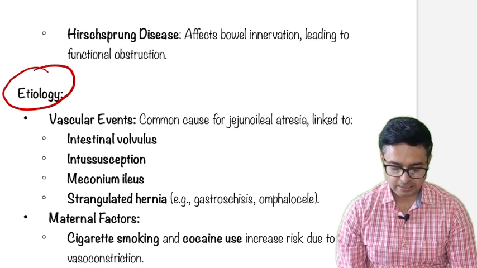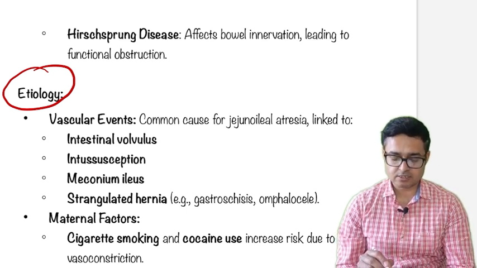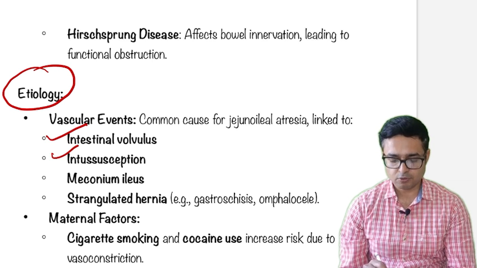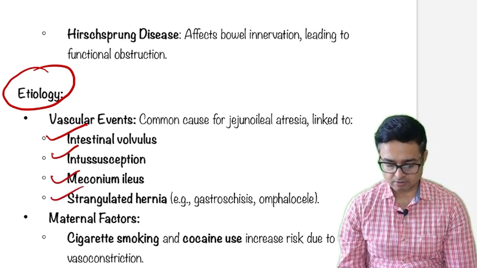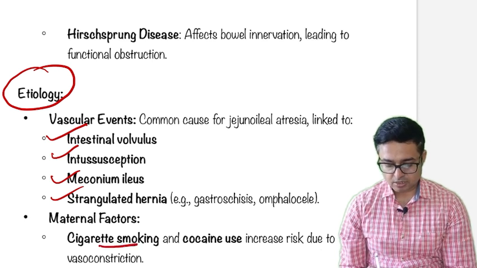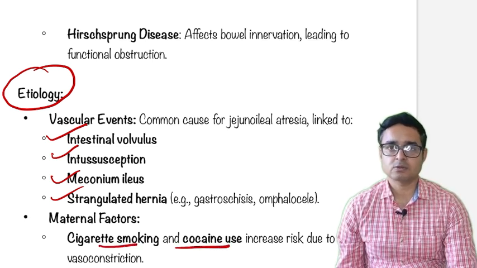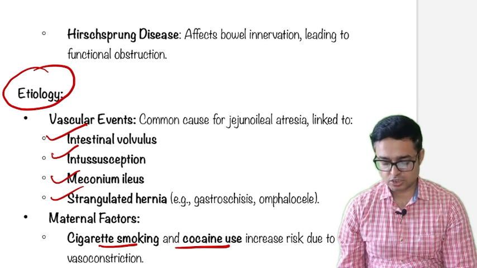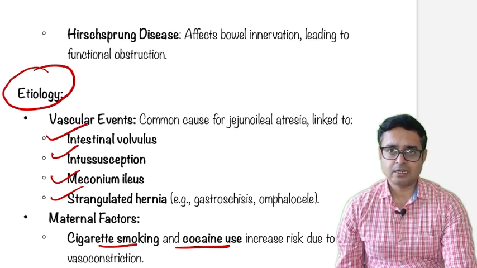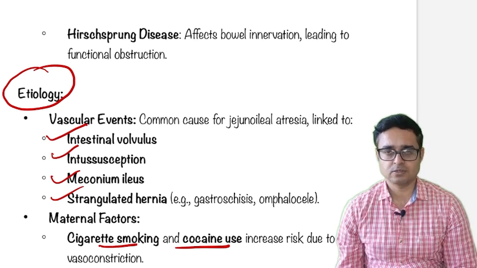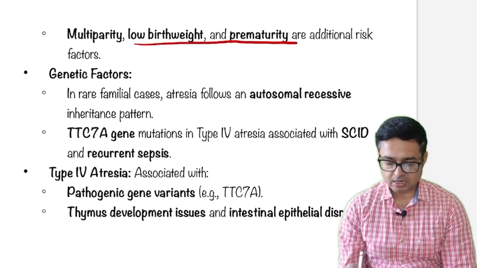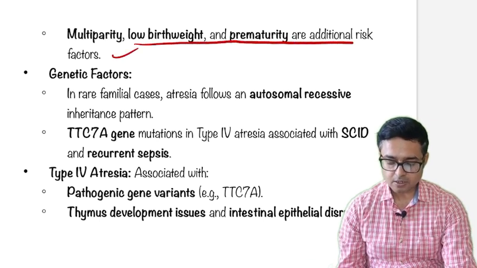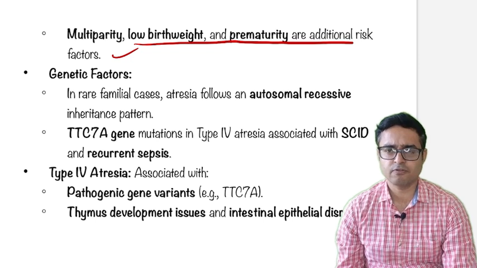Any vascular event, like intestinal volvulus, intussusception, meconium ileus, and strangulated hernia, can lead to these atresias. Cigarette smoking and cocaine use in the mother are also associated with these conditions, because these can cause vasoconstriction, leading to a vascular event in utero. Multiparity, low birth weight, and prematurity are additional risk factors. These are not familial.